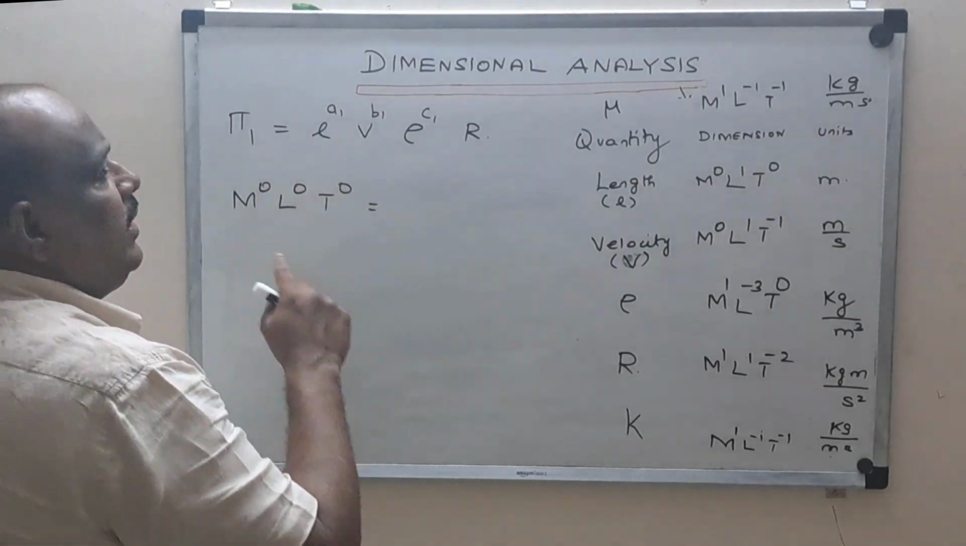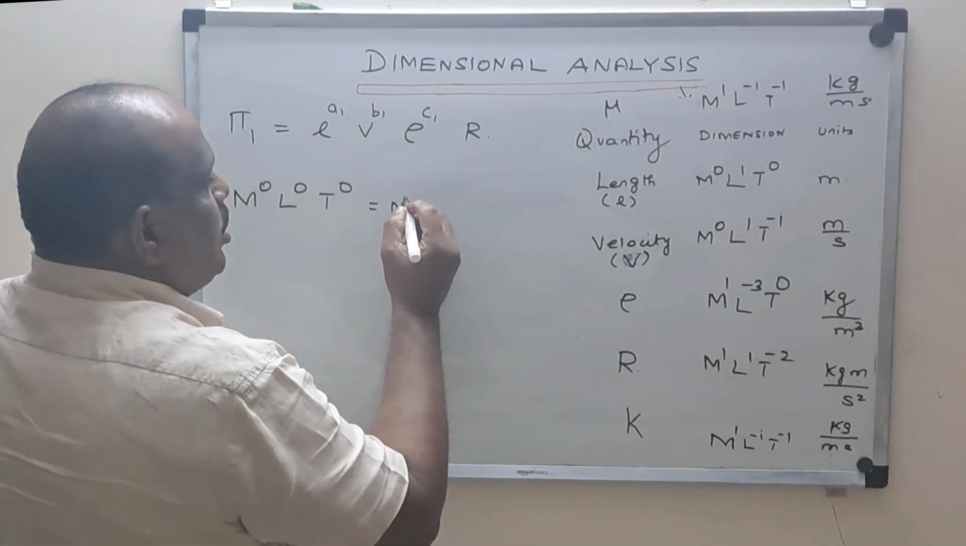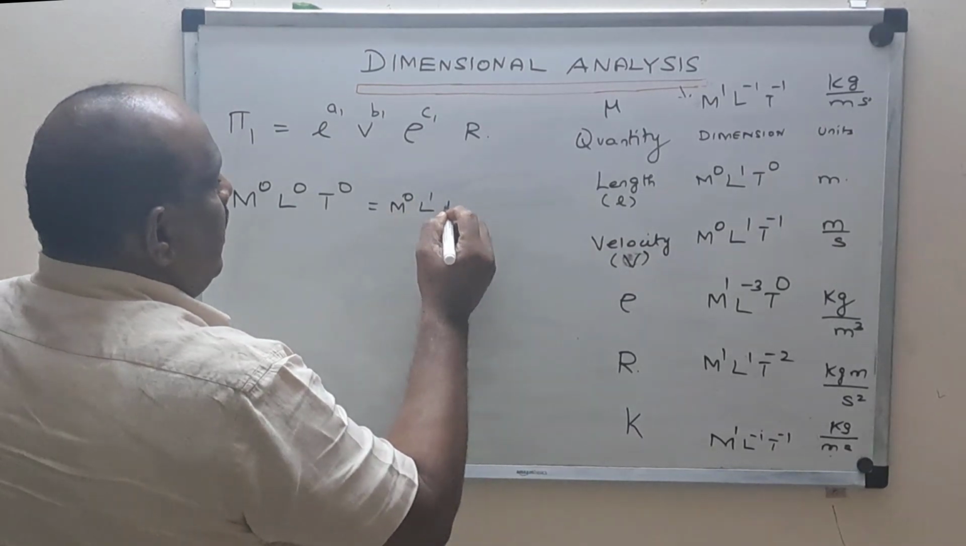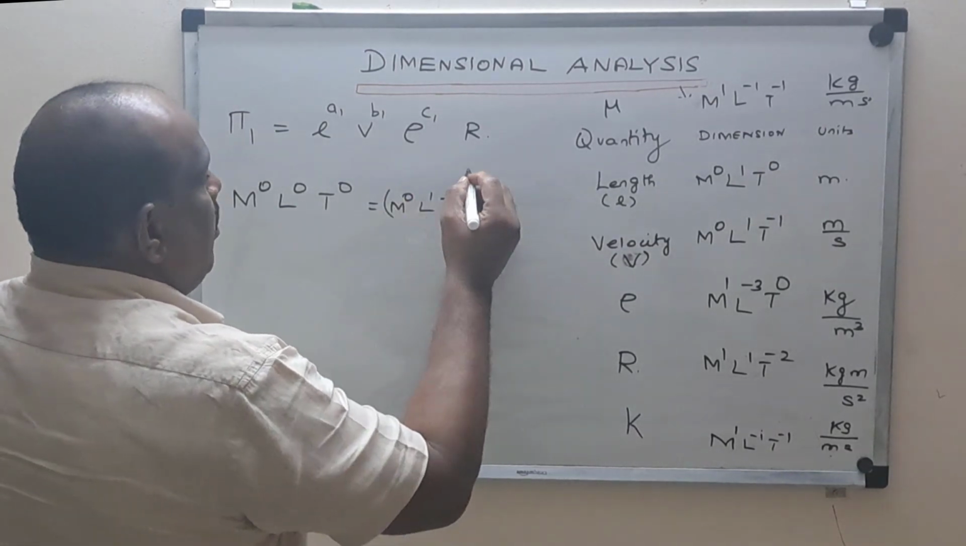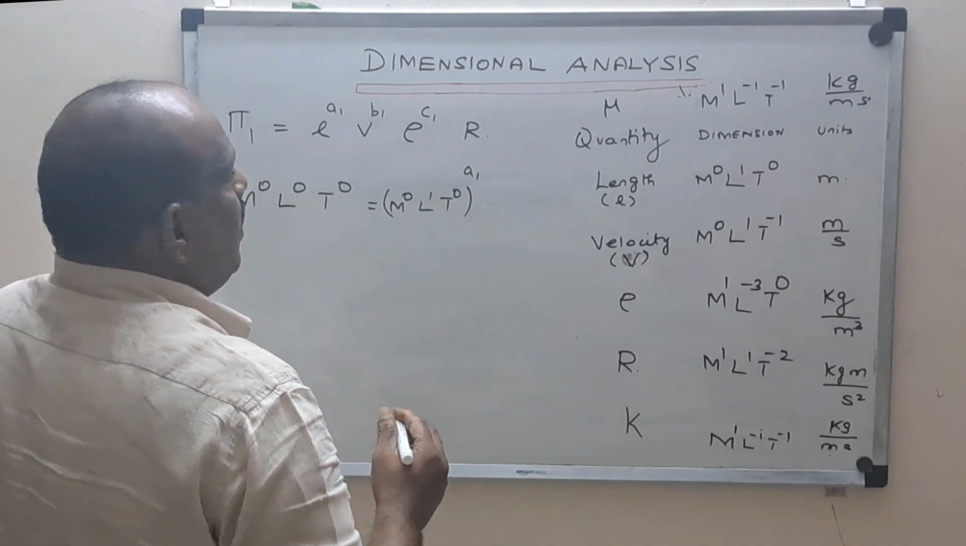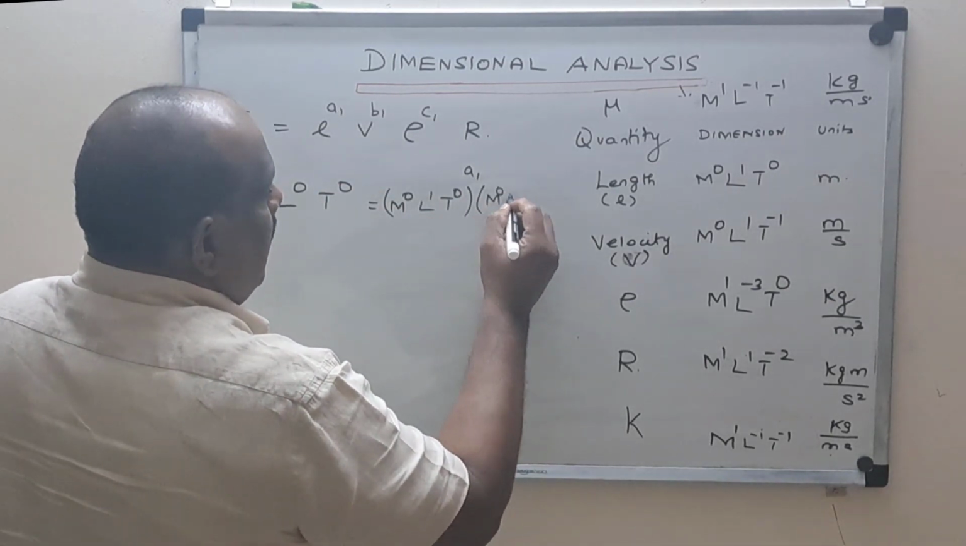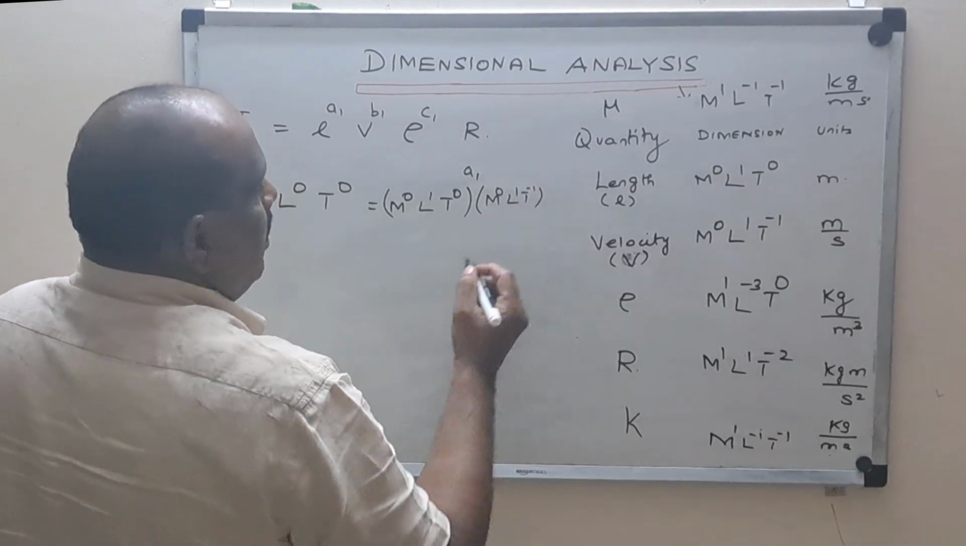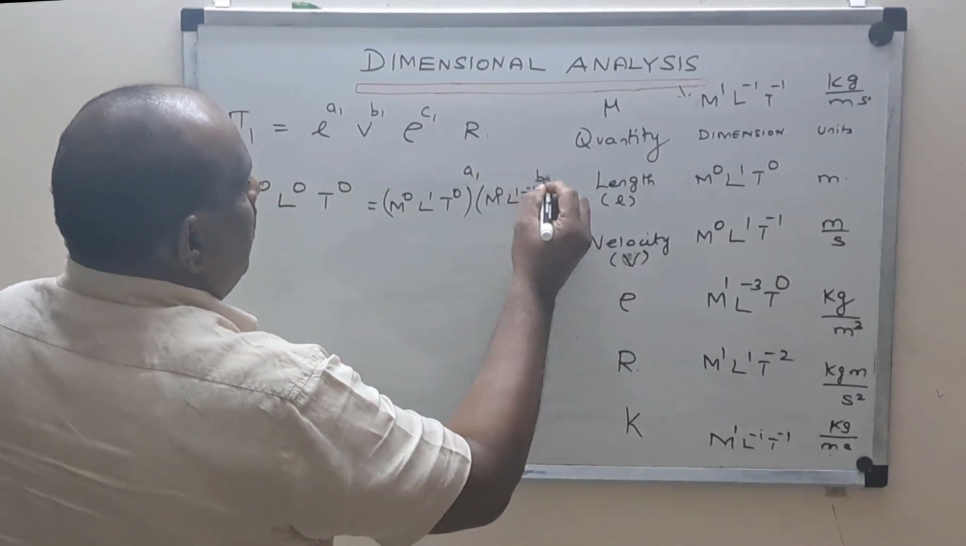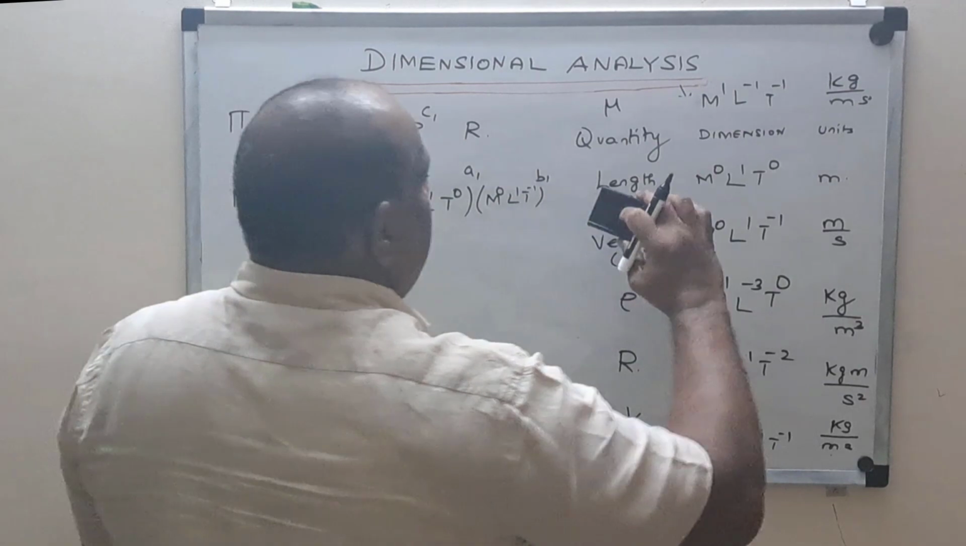Now let us come to length. Length is nothing but M power 0, L power 1, T power 0, whole raised to the power of A1. Then what about V? V is nothing but M power 0, L power 1, T power minus 1, whole power B1. Let me erase this length quantity.